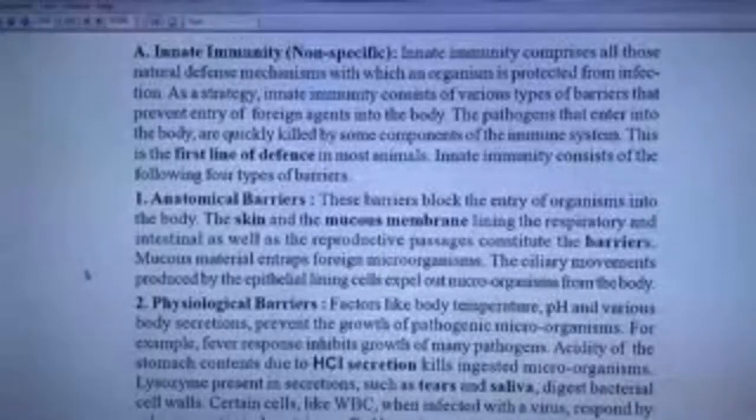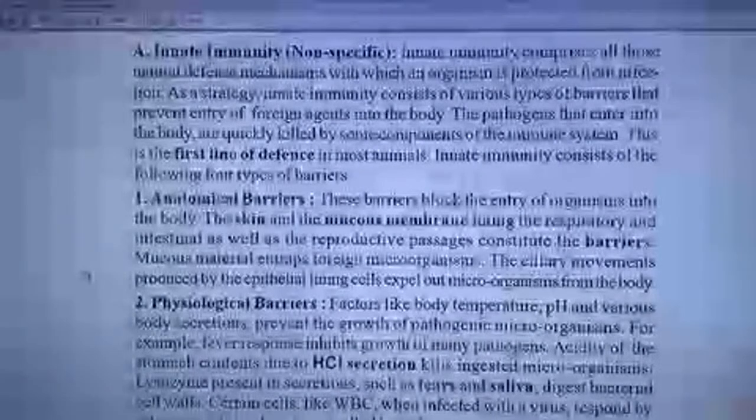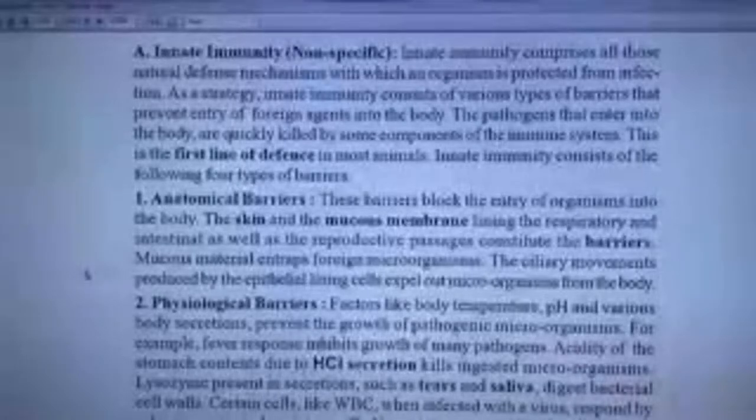The skin and the mucous membrane lining of the respiratory, intestinal, as well as the reproductive passages constitute the barriers. Mucous material traps foreign microorganisms. The ciliary movements produced by epithelial lining cells expel microorganisms from the body.